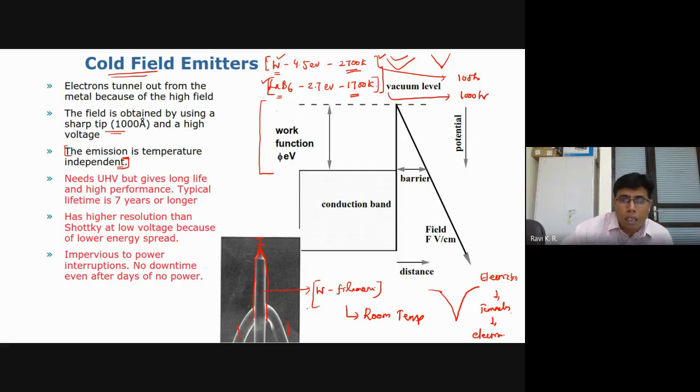On the other hand, what we do here is we are not heating the filament at all. So the lifetime is, people say, 7 years or longer. That means once you install it, you need not worry about the filament part. It will be there for a very, very long time.